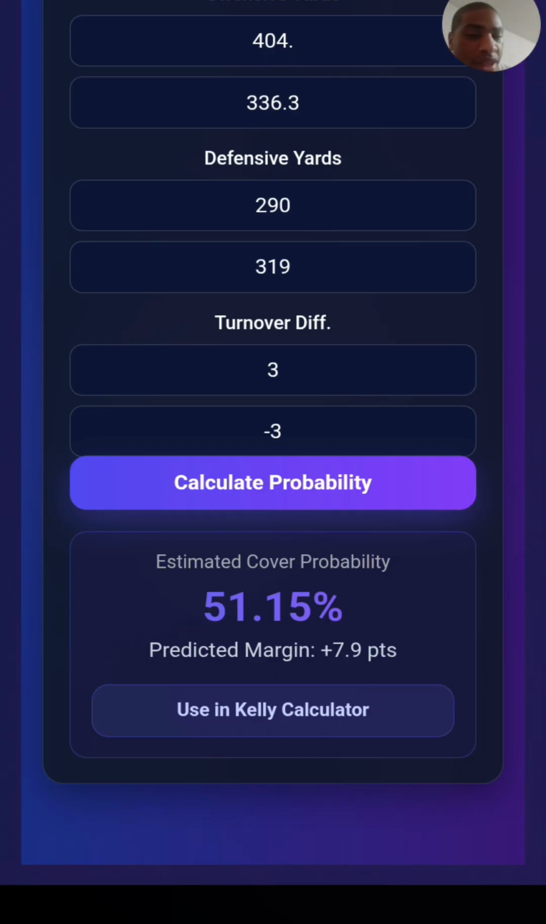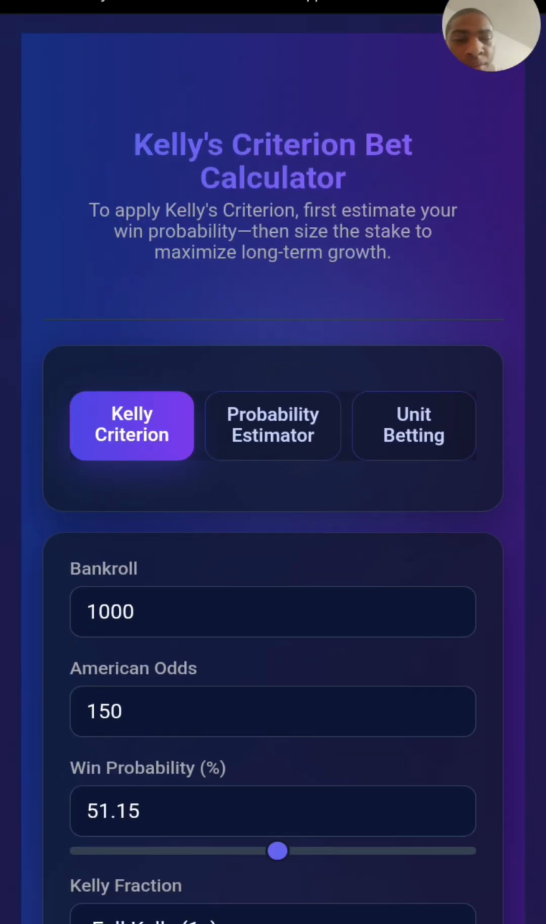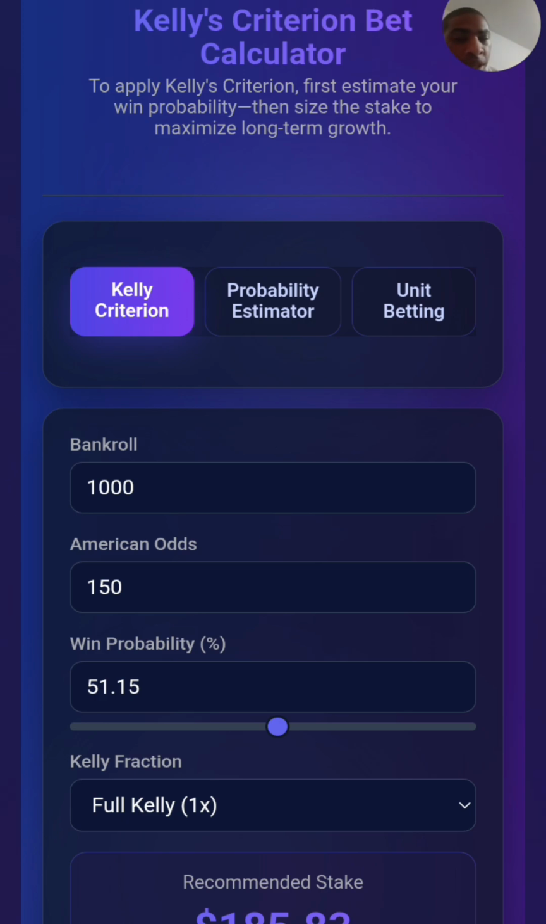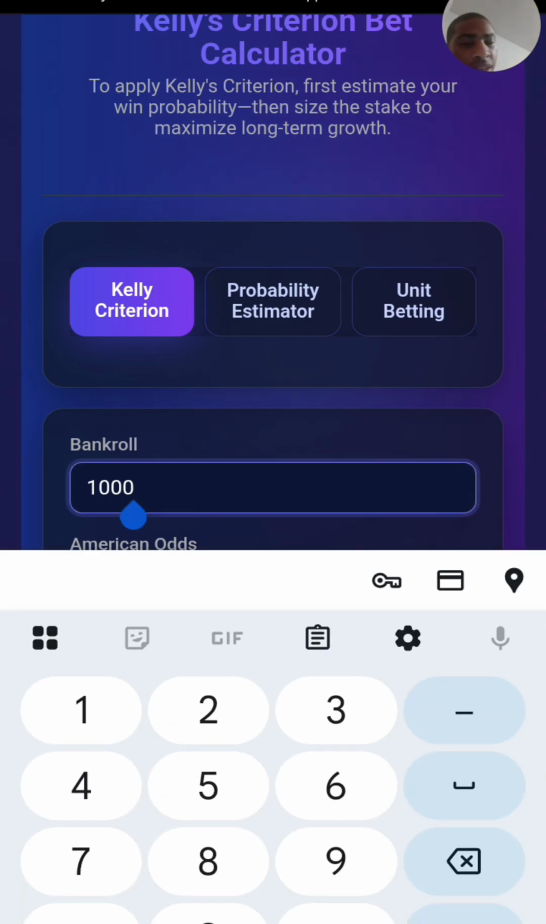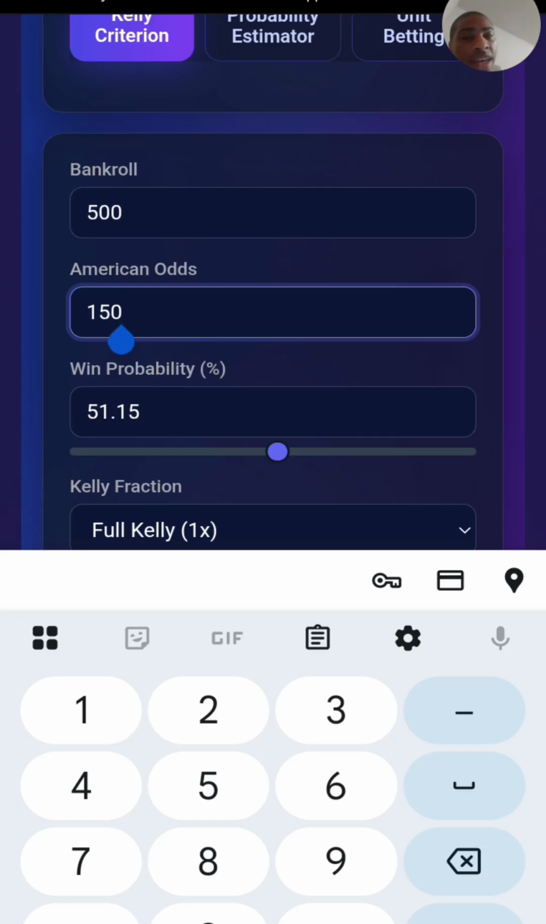But here you see it says use Kelly's calculator, right? You just want to tap that. And as you see, that 51.15% is already there, and you get to change the size of your bankroll. For instance, if you're big balling, you put 5,000, but most of us are only rocking with about 500. And then the odds on that. It's important to get the odds, minus 7.5, right? But we're just going to put, I'm just saying, minus 115 or something.